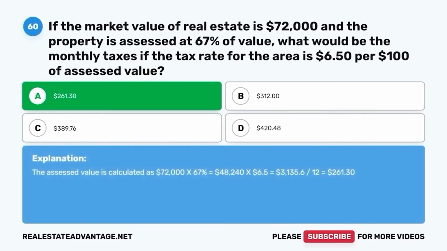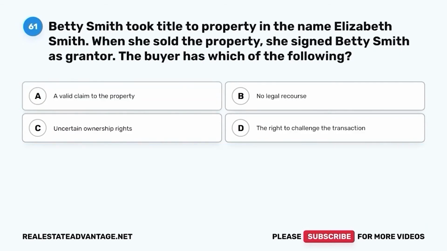The assessed value is calculated as $72,000 times 67% equals $48,240. $48,240 times $6.5 equals $3,135.6. $3,135.6 divided by 12 equals $261.30. Question 61. Betty Smith took title to property in the name Elizabeth Smith.